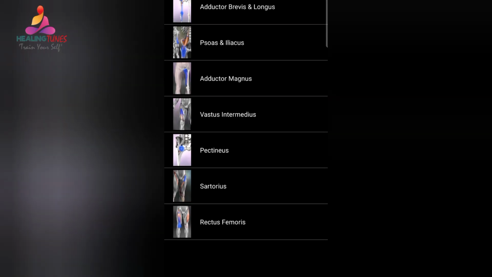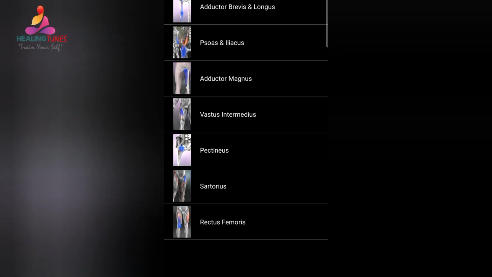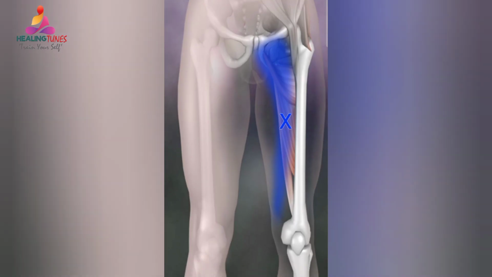Trigger points in the adductor longus are the most common muscular cause of groin pain. Next muscle is the psoas and iliacus, referring primarily to the lower lumbar area and sacrum, and secondly to the anterior thigh. These trigger points in the psoas and iliacus can mimic appendicitis. Next is the adductor magnus. The lower trigger points refer to the anterior linear thigh. The upper trigger points refer pain deep within the pelvis.